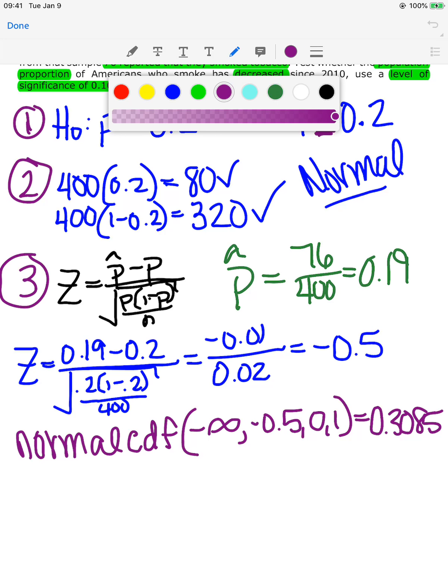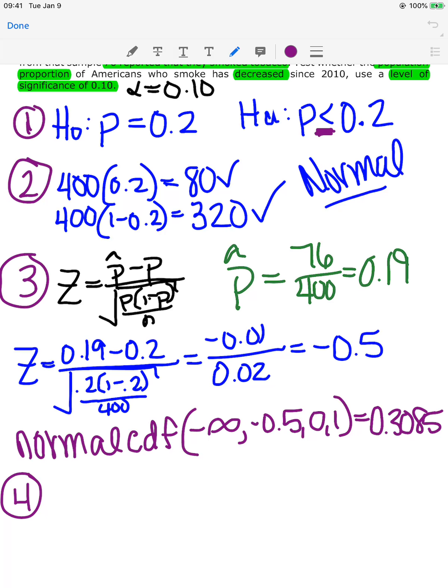So for my conclusion, shouldn't have done that in purple. I'll change it on the next problem.